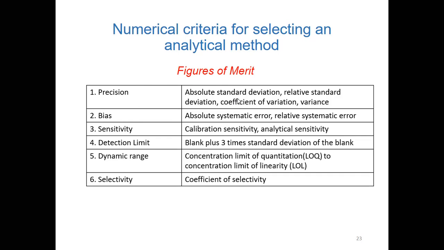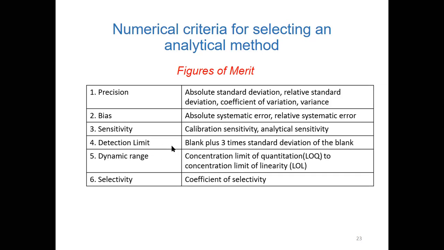So how to find the standard deviation, you already know this. And the sensitivity of instrument is a really important thing. By looking at the sensitivity, we have to select the instrument. So sensitivity can be divided into two: calibration and analytical sensitivity. Let's discuss this in detail. And the detection limit, we will discuss all 6 in detail. I just summarized it here.